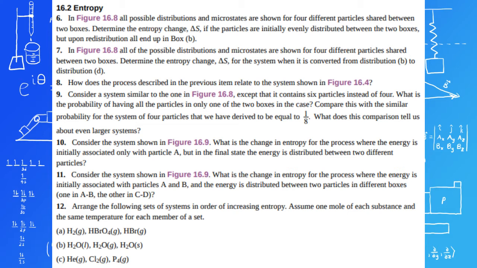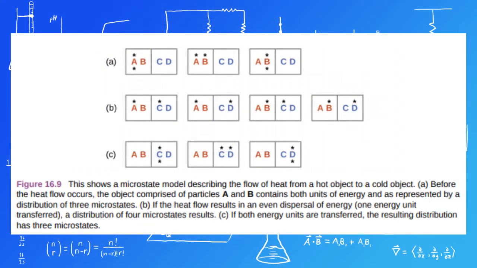Number 10, consider the system shown in figure 16.9. I'm guessing that was the one with the energies. Yes, it was. Yeah, they're talking about this.